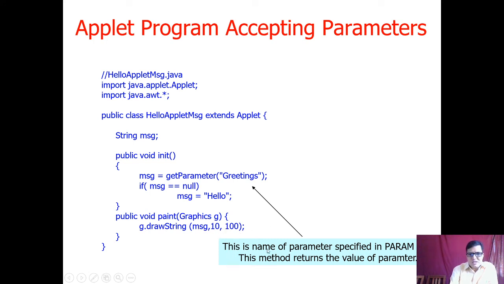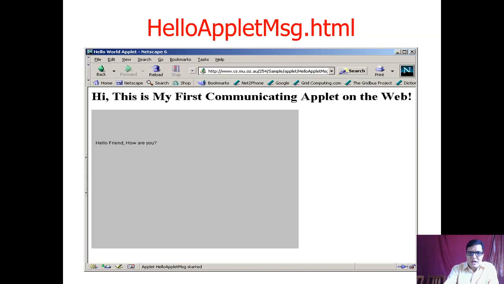This is the name of a parameter specified. Please observe here, already I'm plotting here. The parameter is specified in the param tag. This method returns the value of the parameter. So it returns the value of a parameter, and it will display hello friend, how are you?